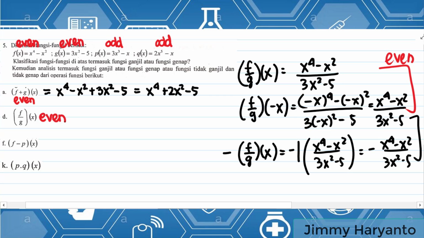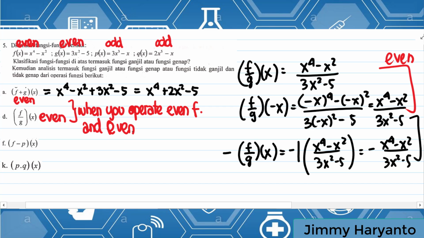Okay, now we can conclude from A and D. What can you conclude? When you operate two even functions, the result will also be an even function. Like that, that is the conclusion.